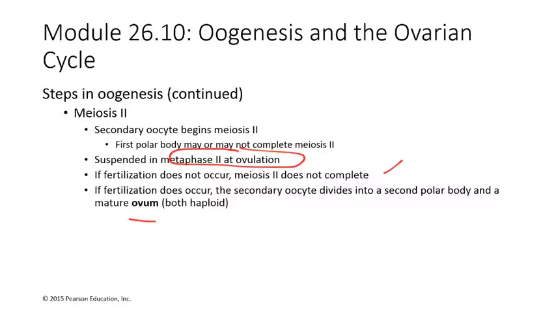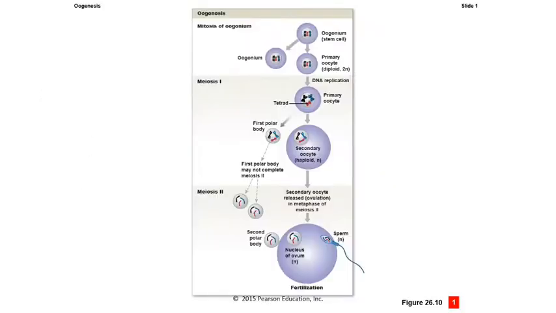It's possible that that first polar body also divides and forms another polar body. So earlier I told you there could be 2 or 3 polar bodies, and it just happens that sometimes that first polar body does not divide, sometimes it does. So here's a visual of this. Here is the oogonium, that's the stem cell. Somewhere between the 3rd and 7th month of fetal development, that cell will undergo a division, and at this point will form this primary oocyte. That primary oocyte, notice, is still diploid.